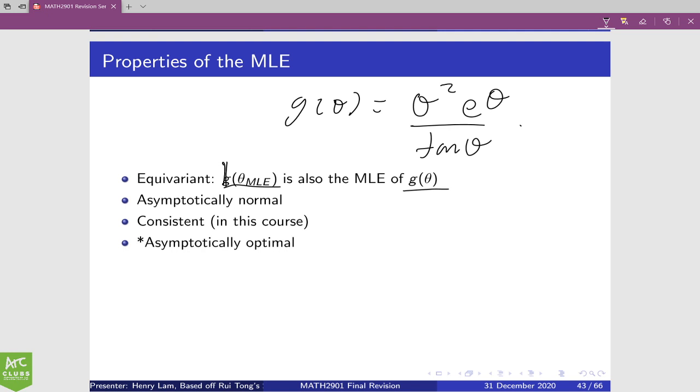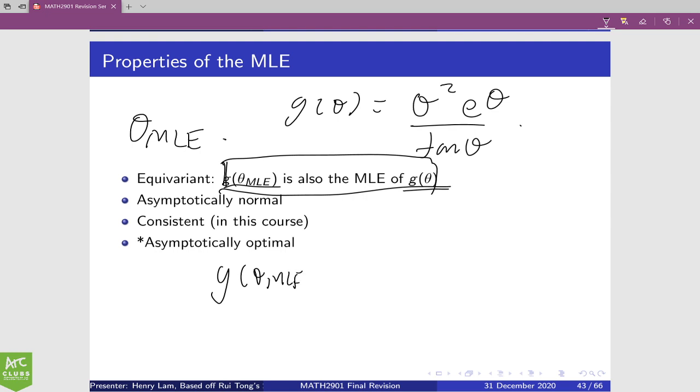But with this property over here, if you find theta MLE, all you need to do is sub it in, and then you have the MLE for g theta as well. So if I want to write it out, it will be g theta MLE equals g of theta MLE. Right? So the MLE subbed in is the MLE of the function itself. That's a really nice property because it makes finding certain estimators really straightforward.